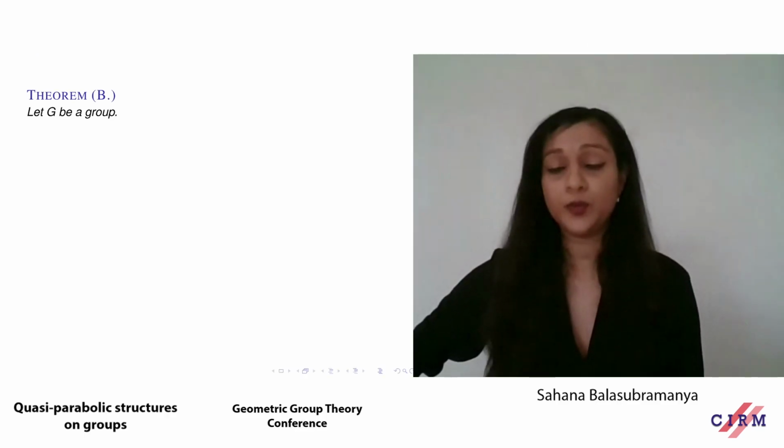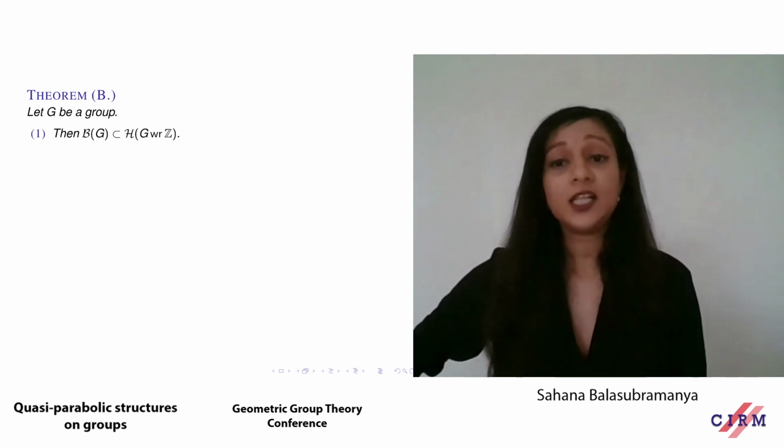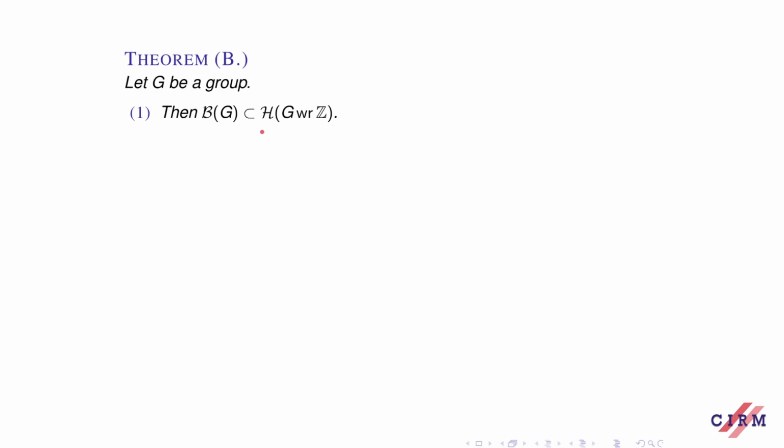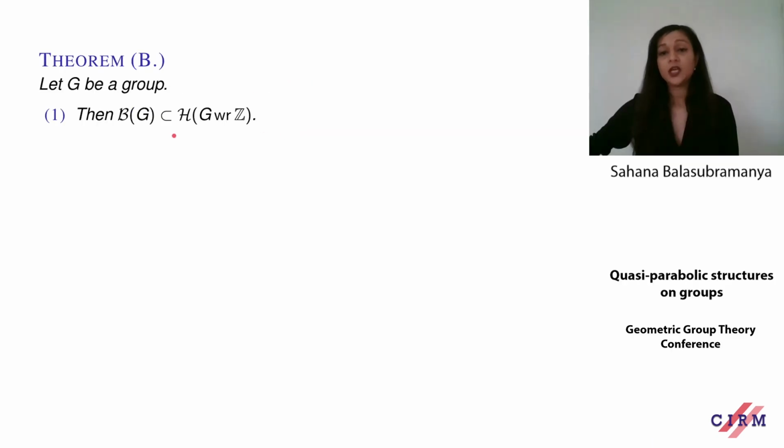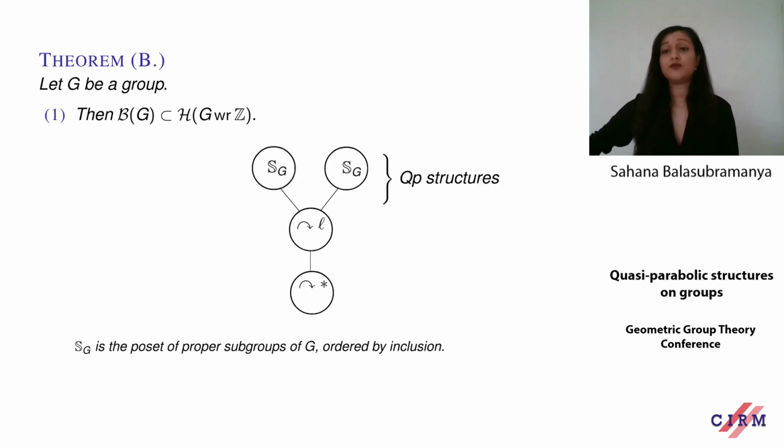We let G be a group, and I claim that if I consider the hyperbolic structures of G wreath Z, then I can always find a substructure, which I call B of G, sitting inside of it, that embeds into it, in fact. And what does B of G look like? B of G has this structure.